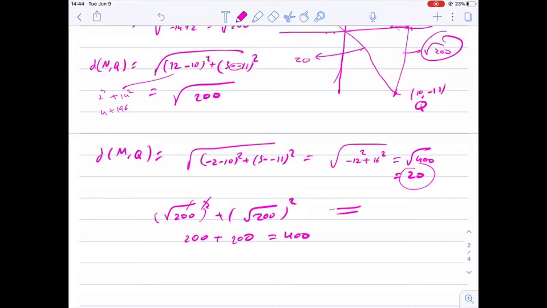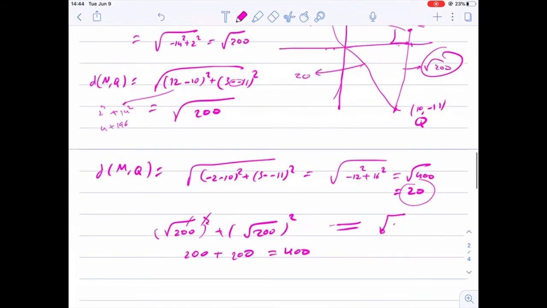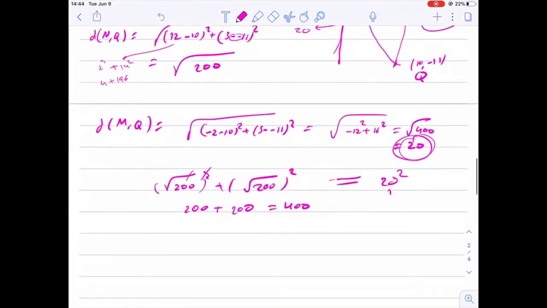Now this should be equal to 20 squared, the square of this. So this is 400. That means the left hand side is equal to the right hand side, and they represent vertices of a right angle triangle.